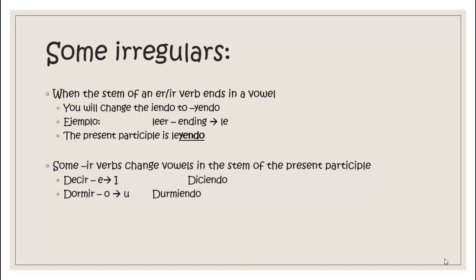Some IR verbs change vowels in the stem of the present participle. Again, the stem is the part that does not include the ending. So the verb decir, the E changes to an I in its present participle, diciendo. So estoy diciendo la verdad. I am telling the truth. And then the verb dormir, the O changes to a U, durmiendo. So el perro está durmiendo. The dog is sleeping.